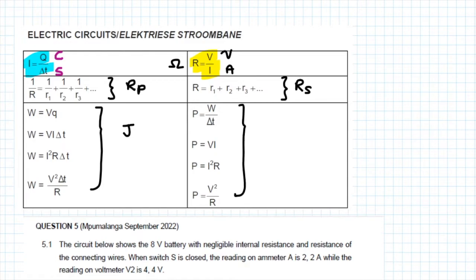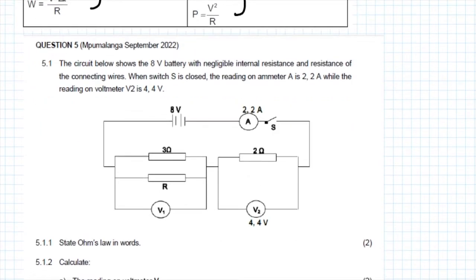Then we have power. Power is the rate at which work is done or rate at which energy is dissipated, and it is measured in watts. So don't confuse watts, which is given the symbol W, with the W that we use as the symbol for work or energy. So let's now read question number 5.1.